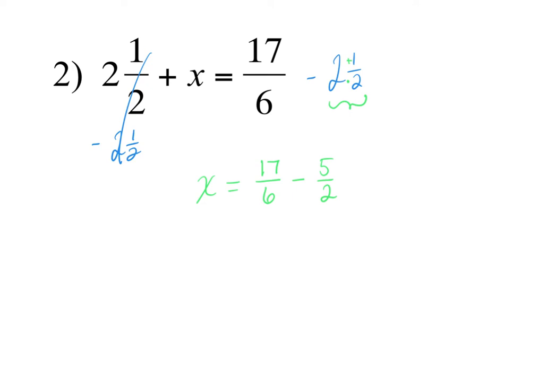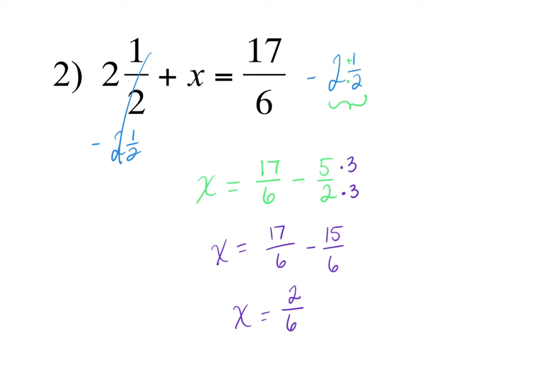What do I need? Common denominator. Yeah, common denominator. What is my common denominator here? 6. So I already have a 6 on the first fraction. I just need a 6 here. So multiply top and bottom by 3. So I get 17 over 6 minus 15 over 6. X equals 17 minus 15 is 2 over 6.